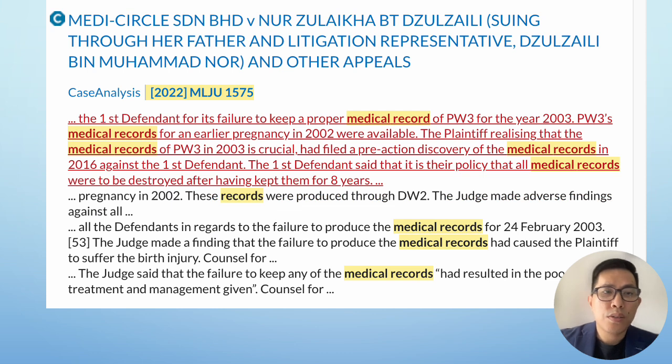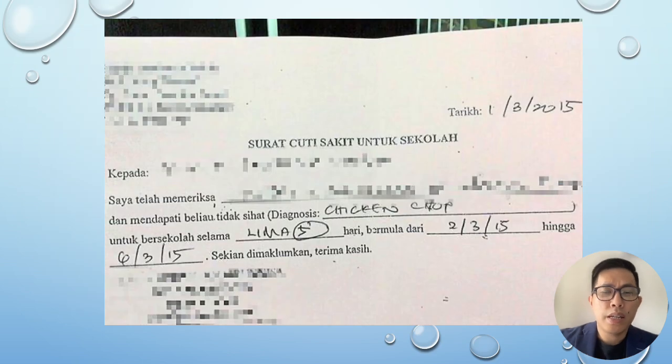I would like to share with you a case between Medicircle Sdn Bhd versus Zulaikha Nur Zulfadli. In this case, the patient sued the company, the hospital, but the hospital was unable to defend themselves because their medical records were missing. Because these records were missing, they could not defend themselves effectively, making them liable for medical negligence. So this is an example of very bad documentation.